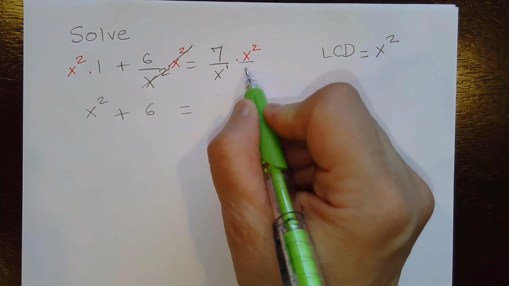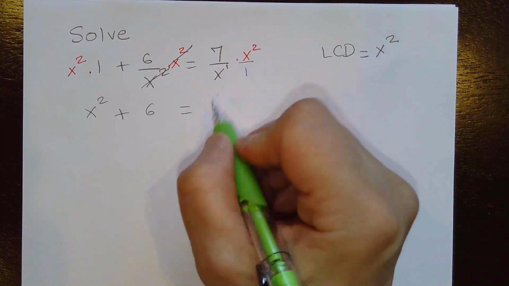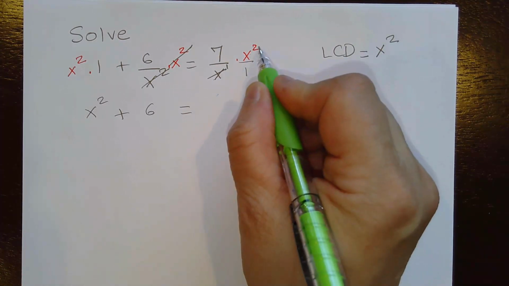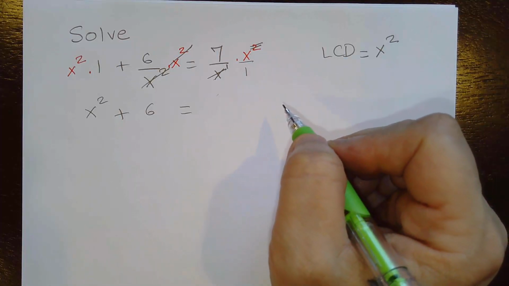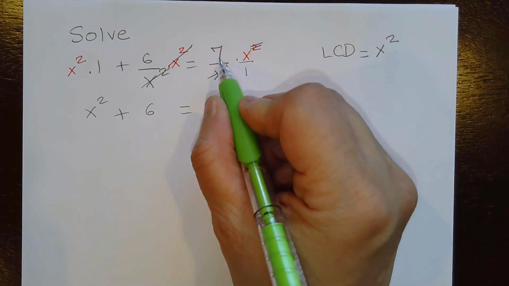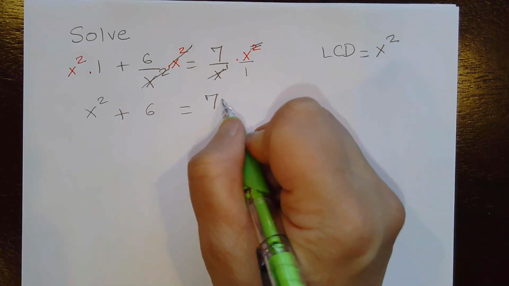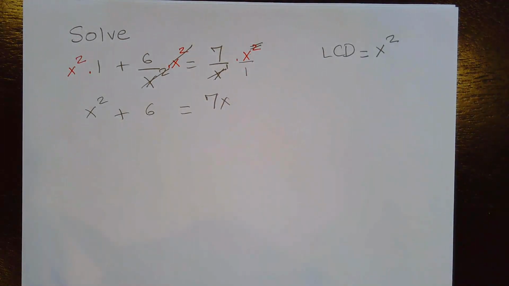This is the same as 1. One of the x's is going to cancel out, so this is going to cancel, and one of the x's from the numerator is also going to cancel. What you're left with is 7x on the right side of the equation. So here we have a quadratic equation with no fraction.